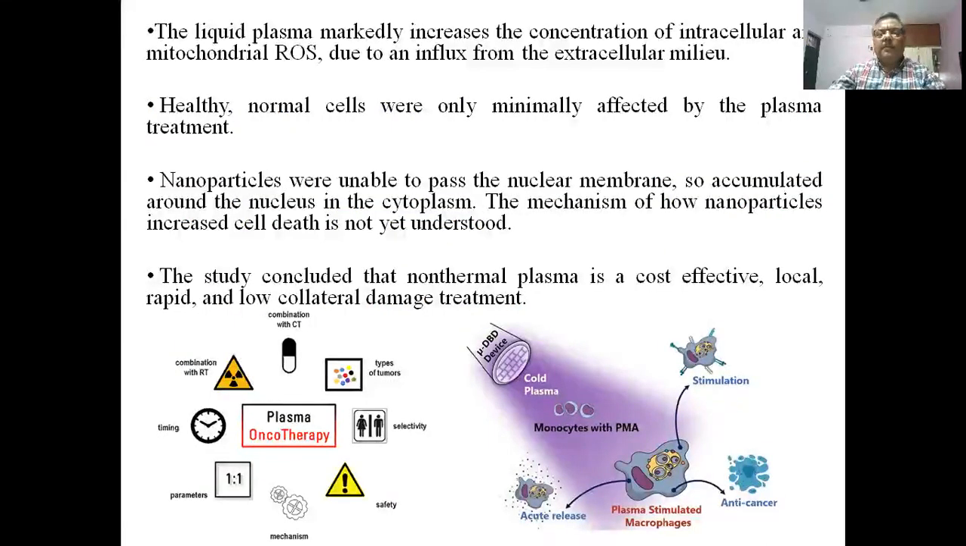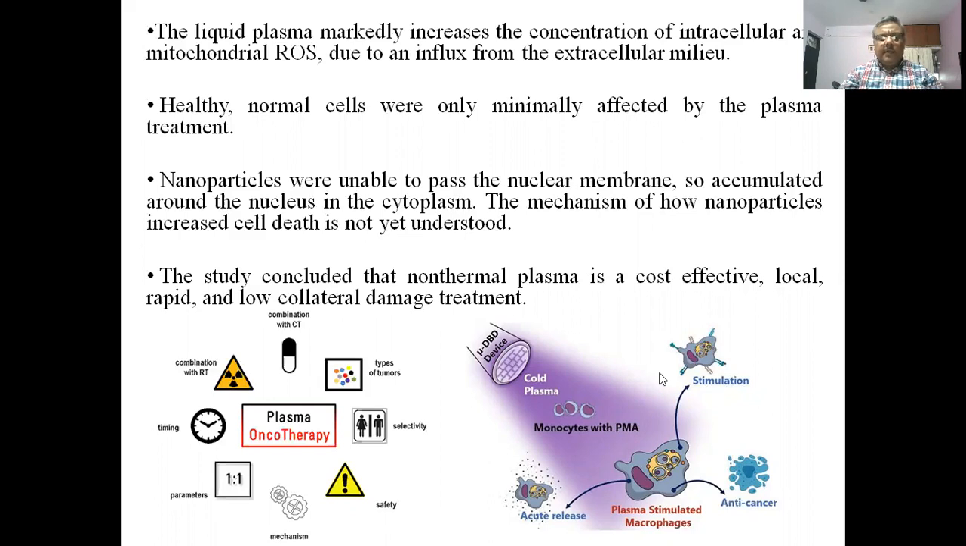The liquid plasma markedly increases the concentration of intracellular and mitochondrial ROS due to an influx from the extracellular milieu. Healthy normal cells were only minimally affected by the plasma treatment. Nanoparticles were unable to penetrate nuclear membranes, so they accumulate around the nucleus in the cytoplasm. The mechanism of how nanoparticles increase cell death is not yet understood. The study concluded that non-thermal plasma is a cost-effective, local, rapid, and low surgical damage treatment.